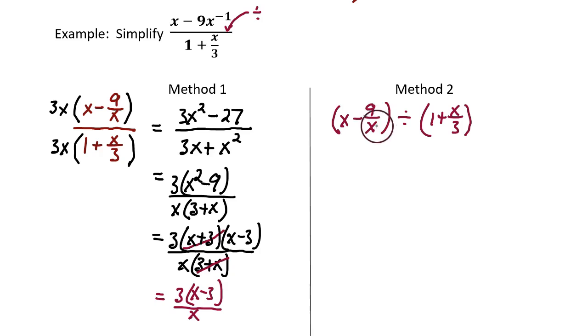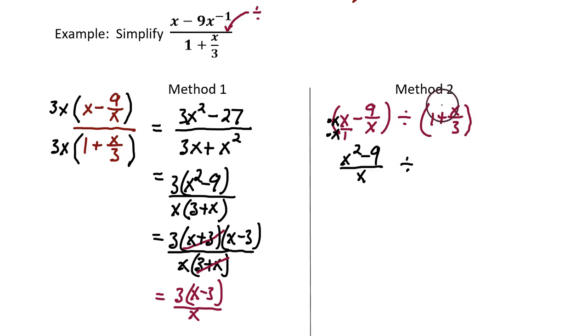Next, let's actually perform this subtraction by getting a common denominator so that we can subtract these two fractions. If it helps, you can put a 1 under that x. The common denominator is an x. For this first fraction, we need to multiply top and bottom by x. This makes x squared minus 9 all over the common denominator of x.